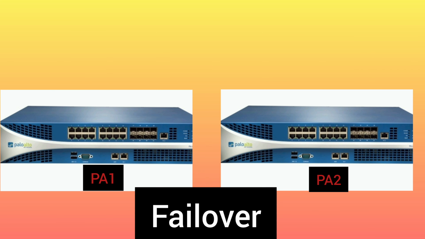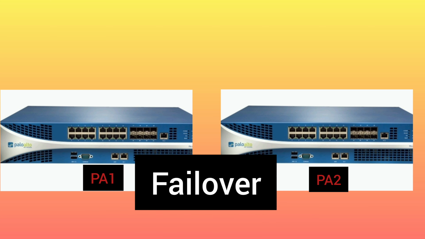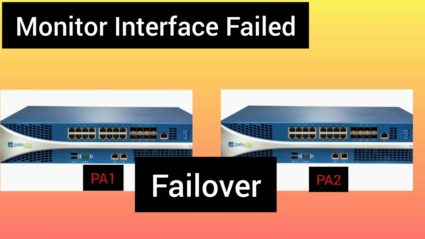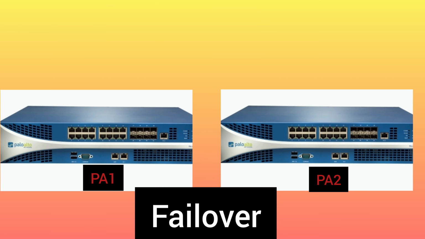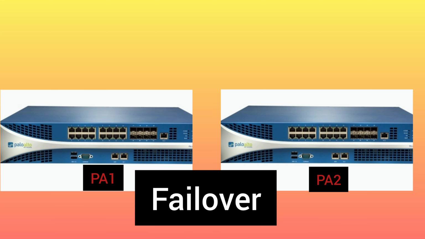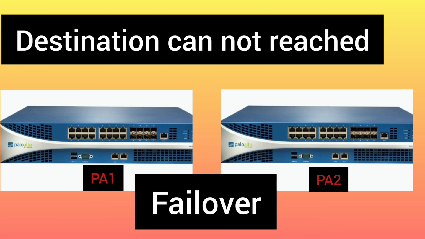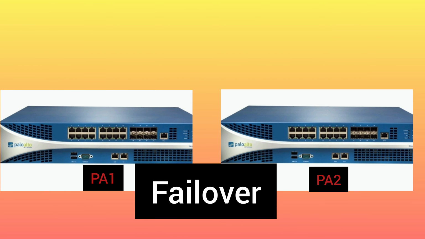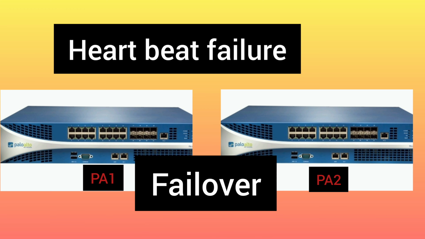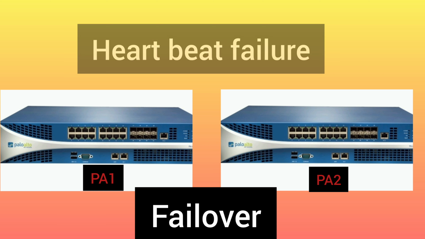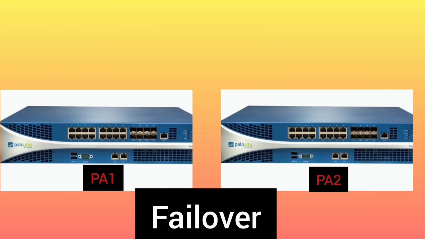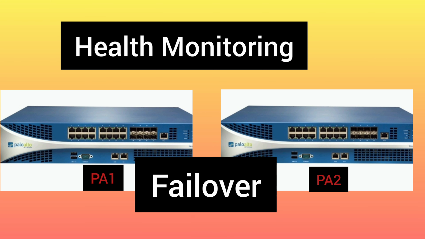The conditions that trigger failover are one or more of the following. One or more of the monitored interfaces fail, which we call link monitoring. One or more of the destinations specified on the firewall cannot be reached, which we call path monitoring. The firewall does not respond to heartbeat polling and hello messages. A critical chip or a software component fails, known as packet path health monitoring.